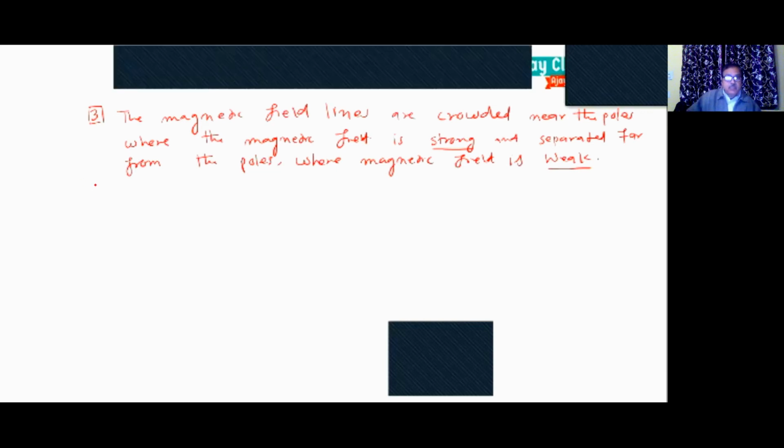Similarly, the fourth important characteristic property of the magnetic field lines is that the magnetic field lines never intersect each other. This is the most important property of the field lines. The magnetic field lines never intersect each other at any point in the field.